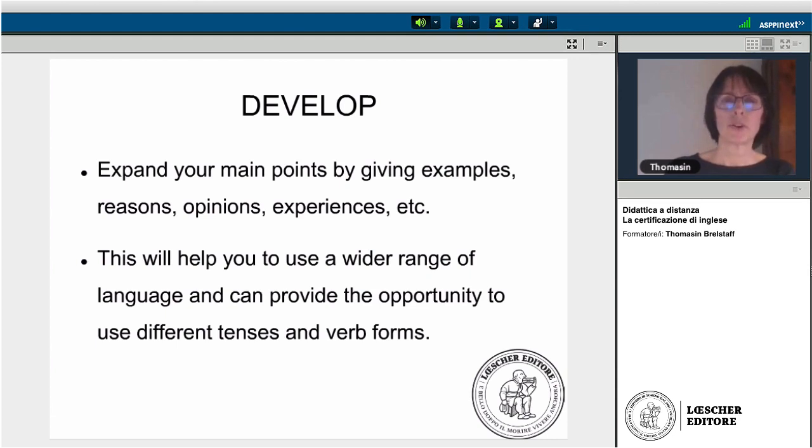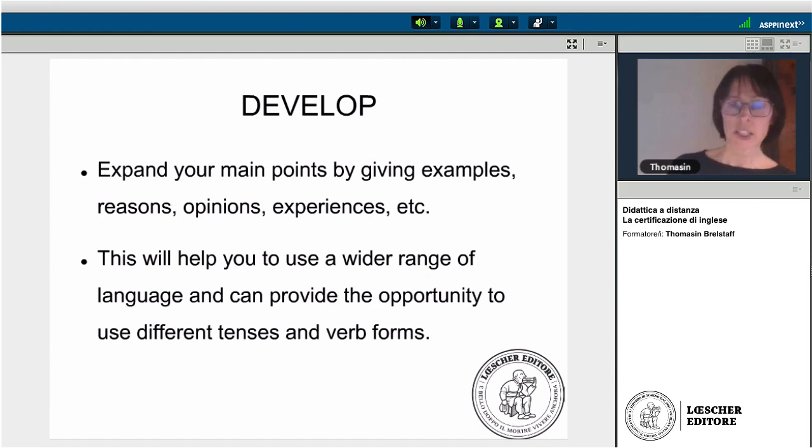Now, why is it important to develop and expand the ideas? Well, it will help you to use a wider range of language. So different words, vocabulary, and it can provide the opportunity to use different tenses and verb forms. So this can impress the examiner. You make a good impression if you use a wider variety of language. Let me give you an example of this.